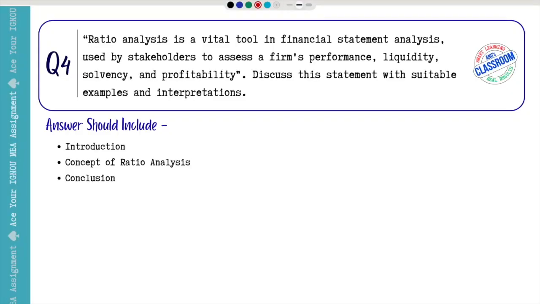Ratio analysis is a vital tool in the financial analysis used by stakeholders to assess a firm's performance, liquidity, solvency, and profitability. This is the statement that is given to us, and we are asked to discuss this statement with suitable examples and interpretations. All right. So, what is ratio analysis?